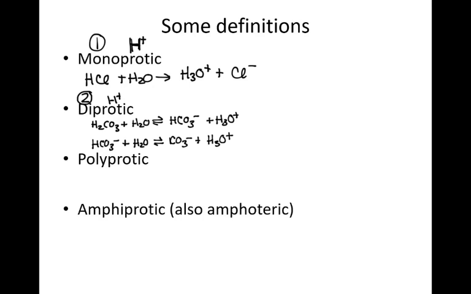A polyprotic acid is just another word that means, in this case, more than one proton. And so a diprotic acid is an example of a polyprotic acid, but we could imagine triprotic acids or so on. An amphiprotic acid or base, or an amphoteric species, is something that can be either an acid or a base.